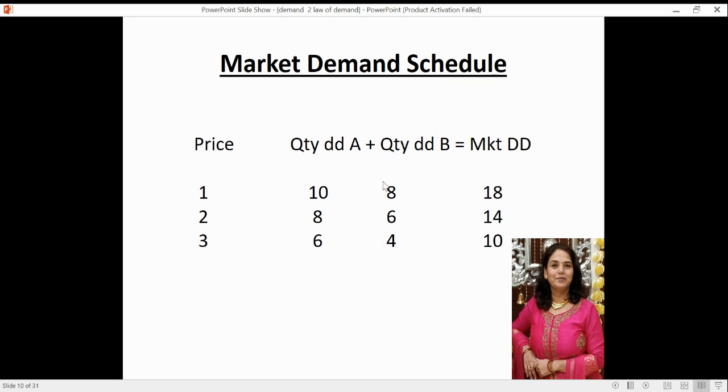Now what does my consumer B demand? At price 1, he is demanding 8. At price 2, he is demanding 6. At price 3, he is demanding 4. So I'm assuming that there are only two consumers in the market. When I add the demand of both the consumers, I arrive at market demand. And how do I read it now? At price 1, market is demanding 18 units. At price 2, market is demanding 14 units. At price 3, market is demanding 10 units. So when I sum up the demand of individuals, I arrive at market demand.